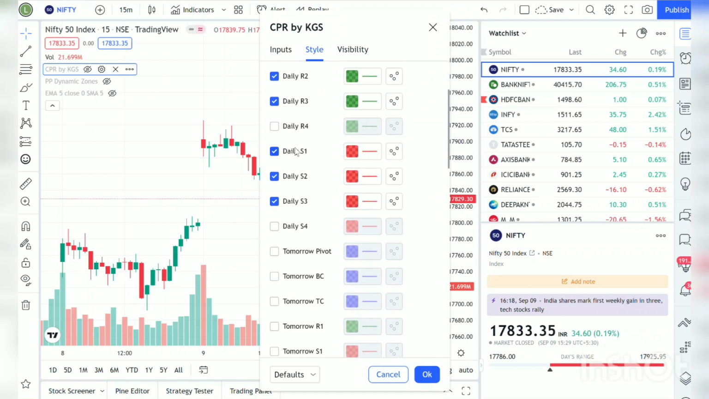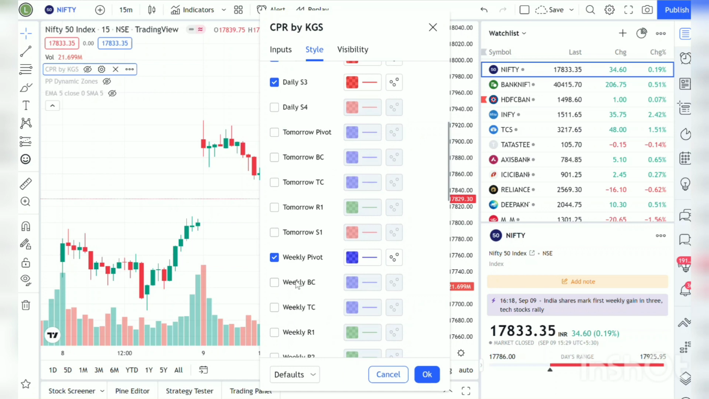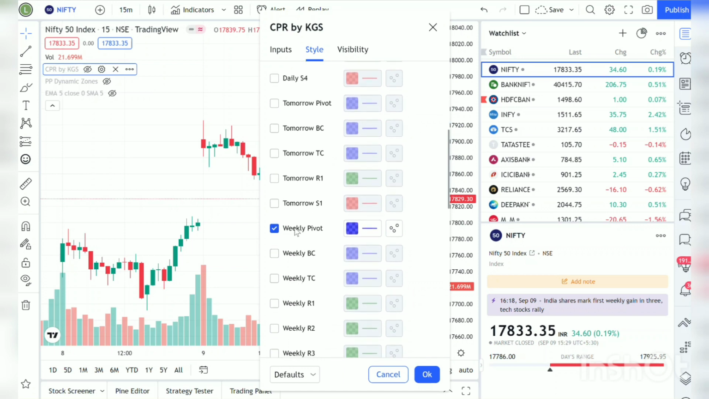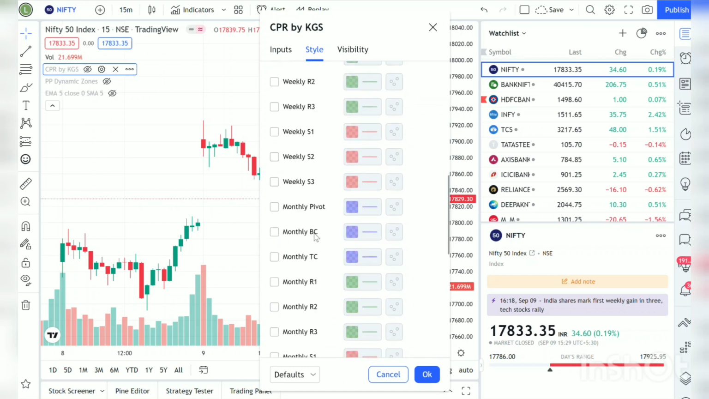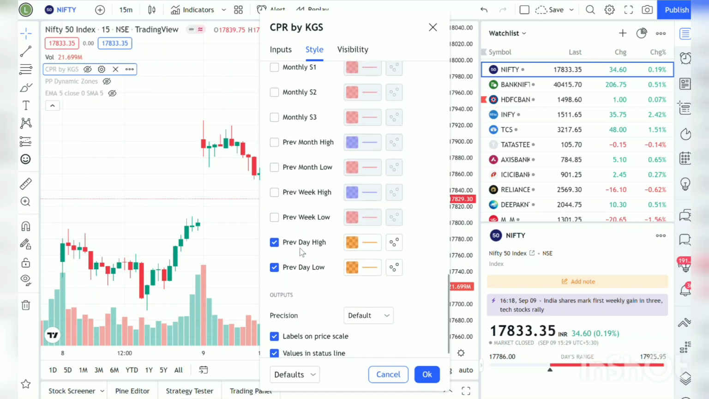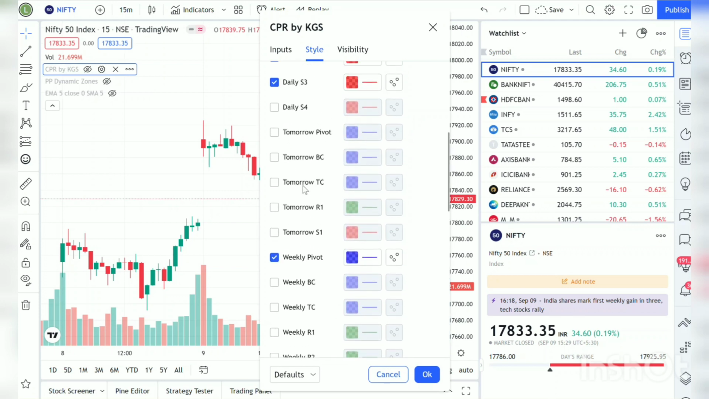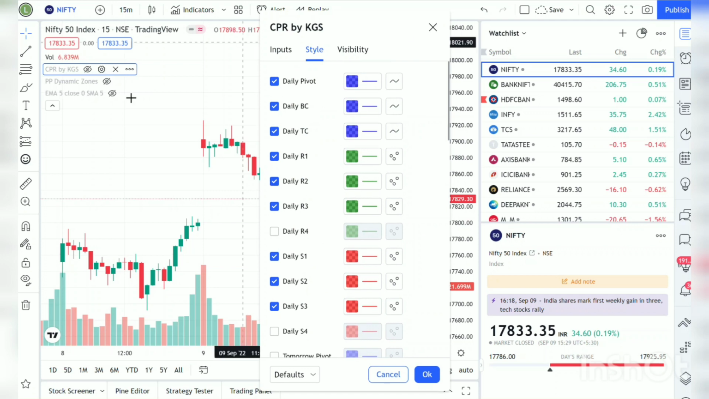So other settings I have disabled. I'm not using them, as I'm using it for intraday purpose. Weekly pivot also I'm using, and on the bottom extreme end, previous day high and previous day low. So these are the two remaining indicators that I use. So this is the only setting that I have done for this particular indicator.